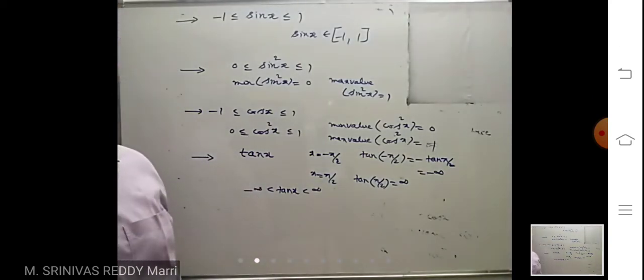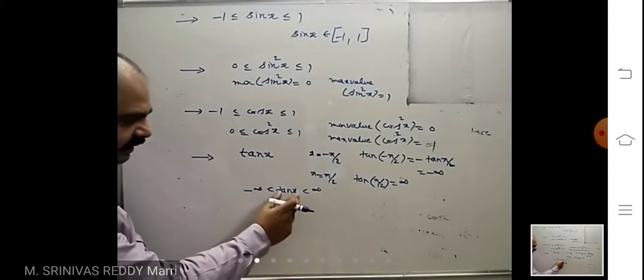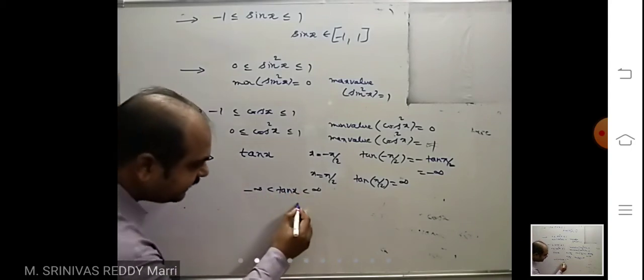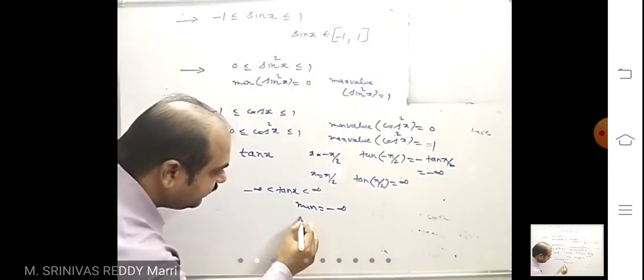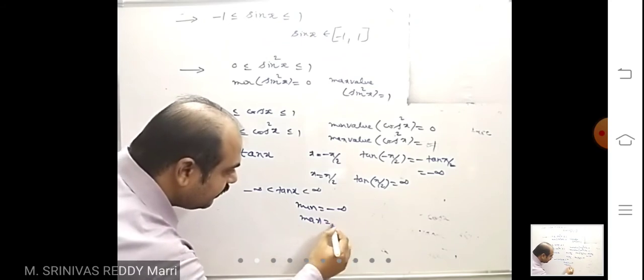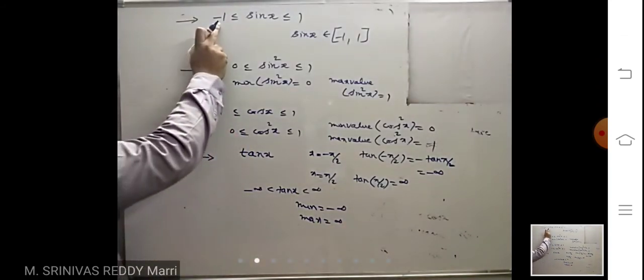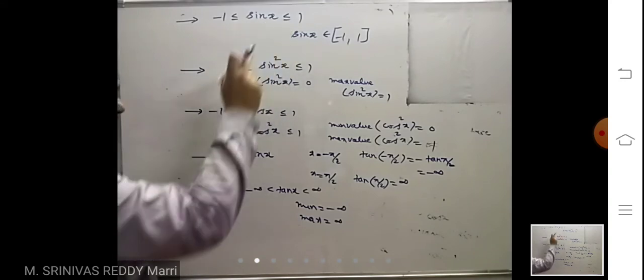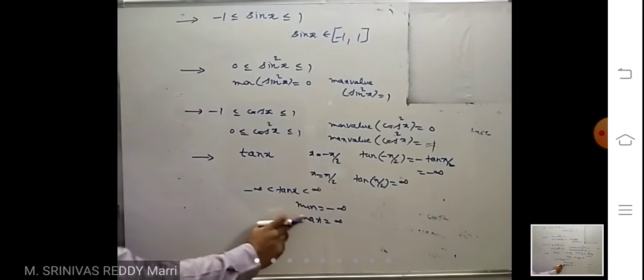In functions chapter, I will tell again in detail. For the time being, tan x minimum value is minus infinity, maximum infinity. Just like it lies between minus 1 and 1, here minus infinity to infinity. Minimum value is minus infinity, maximum value is infinity.